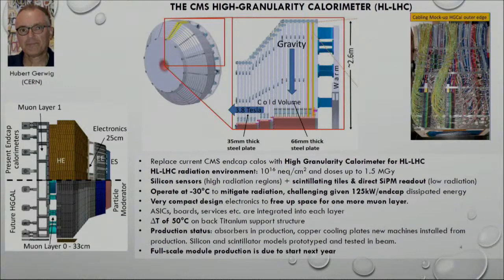The total thickness in terms of radiation length is still the same. You have challenges in terms of radiation damage, and the wall calorimeter will be operated at minus 30 degrees while you're actually dissipating 125 kilowatts per endcap. So you see there are a lot of technical challenges, and you will see this on the poster.